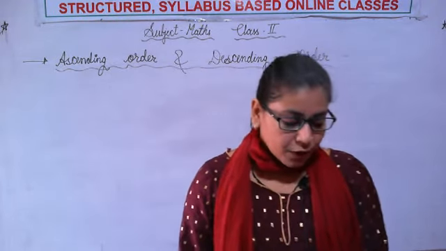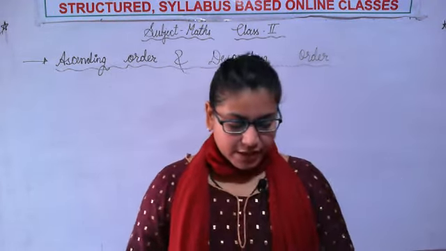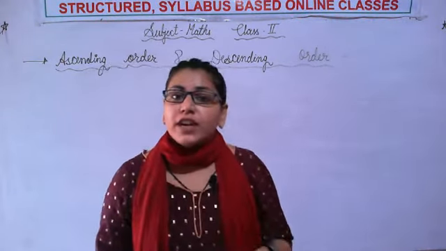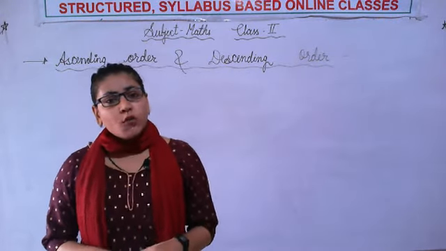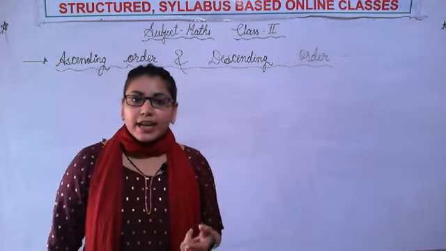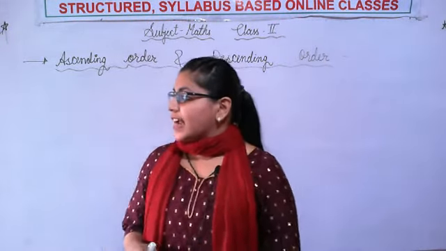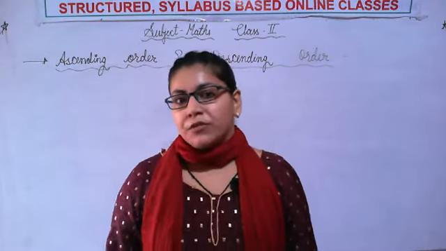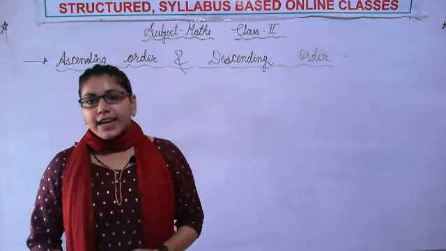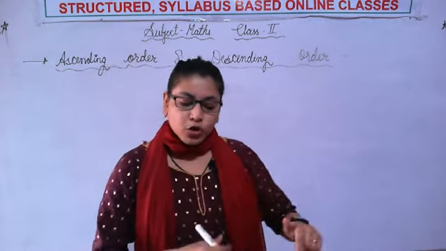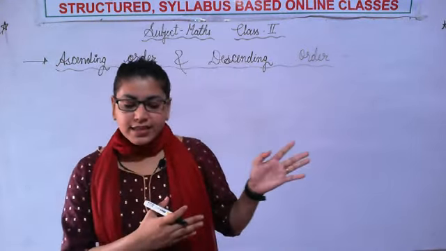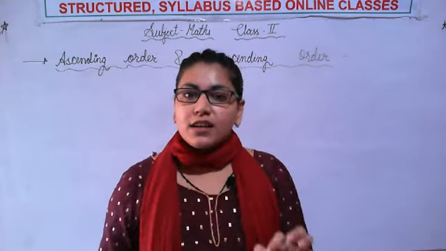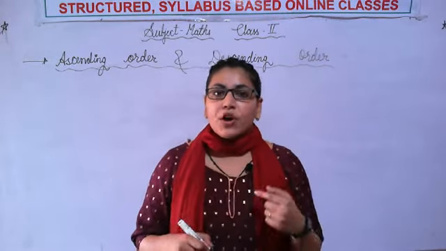Now let's come towards today's topic, which is ascending and descending order. You were wondering that we have already covered ascending and descending order, so why are we doing it again? We are doing it again because earlier we learned ascending and descending order of 2-digit numbers, and today we will do it for 3-digit numbers. What is the difference between them? There's no difference at all, only a little difference in the number of digits.